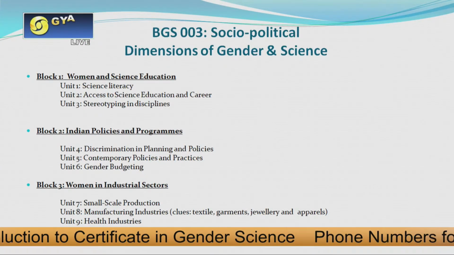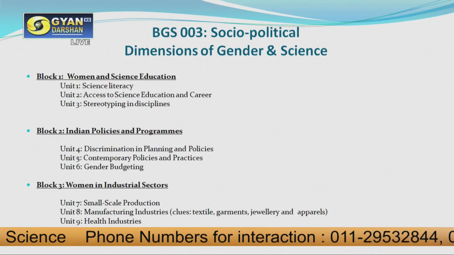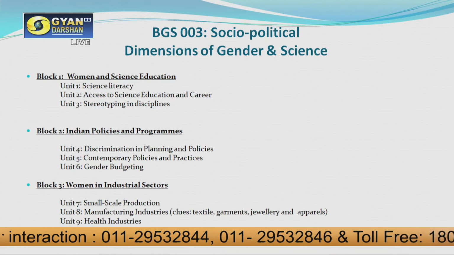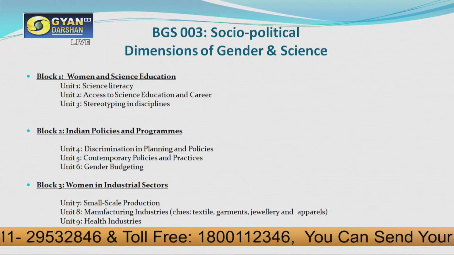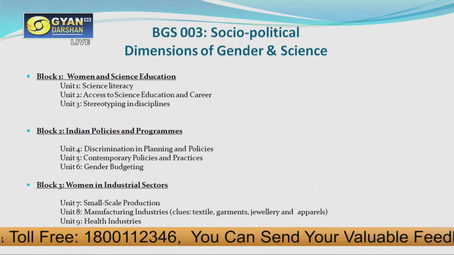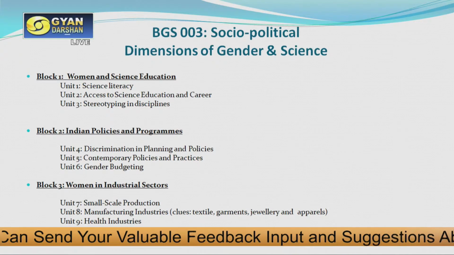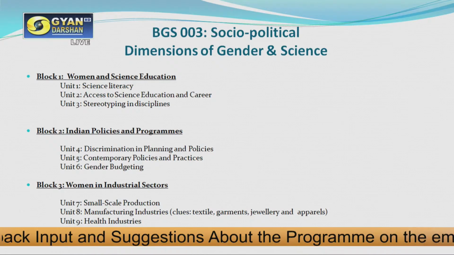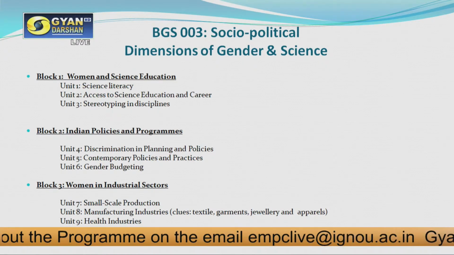With this, let's move on with our discussion of the other two courses which are part of the certificate program. The second course is BGS 003, that is Socio-Political Dimensions of Gender and Science. Again, this course has 4 blocks, and each block has more or less 3 units altogether. In the PPT, you could see that it is talking about women in science education, Indian policies and programs, then women in Indian industrial sectors.